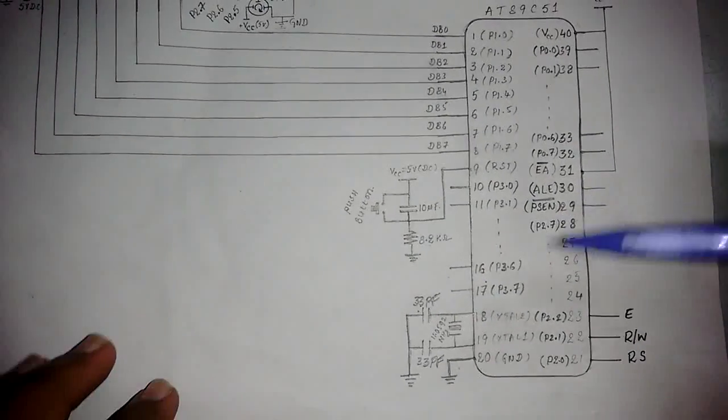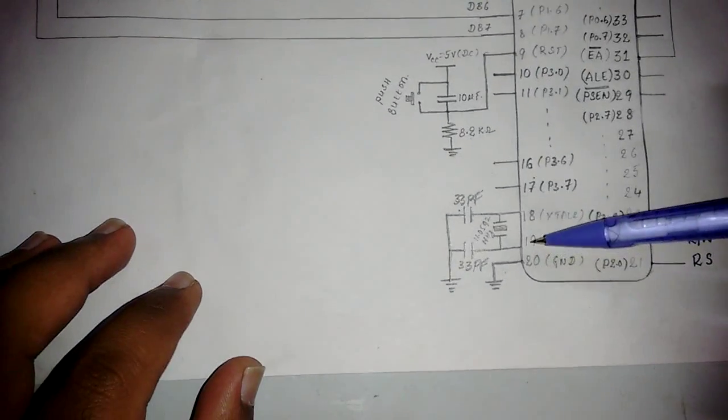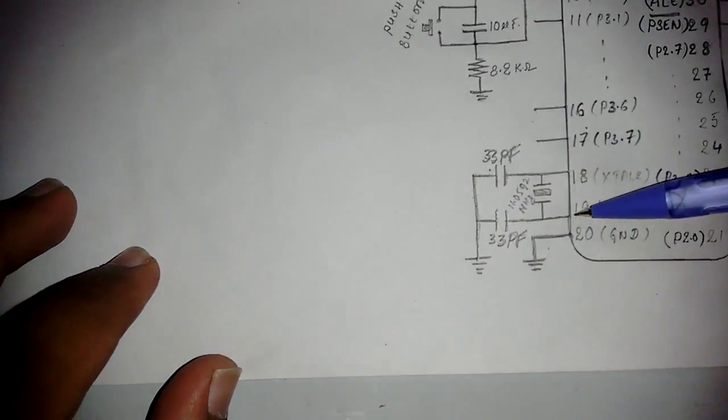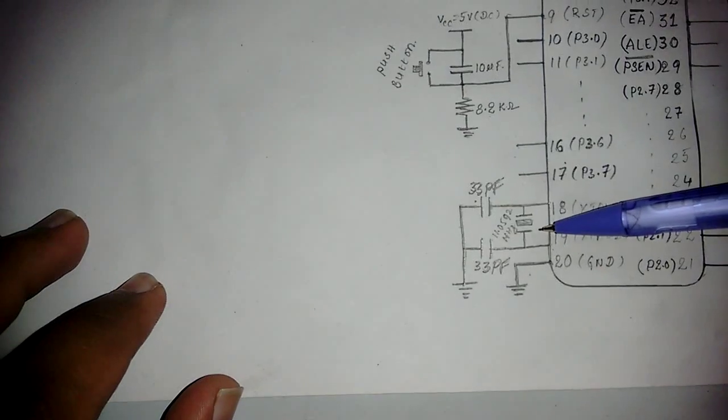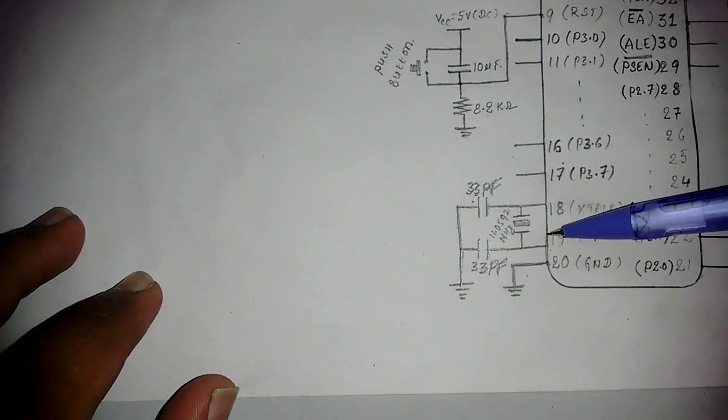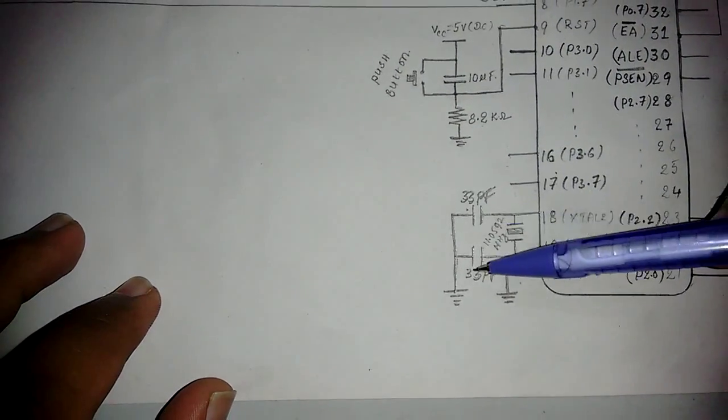The fourth minimum connection is you are connecting a crystal oscillator. 18th pin and 19th pin is been connected to a crystal oscillator of frequency 11.0592 megahertz, and followed by a capacitor which is to be grounded.